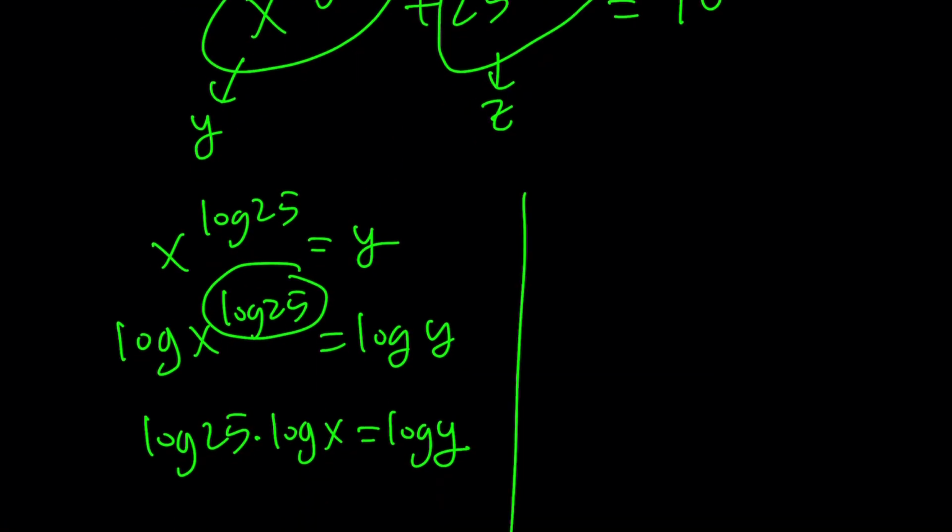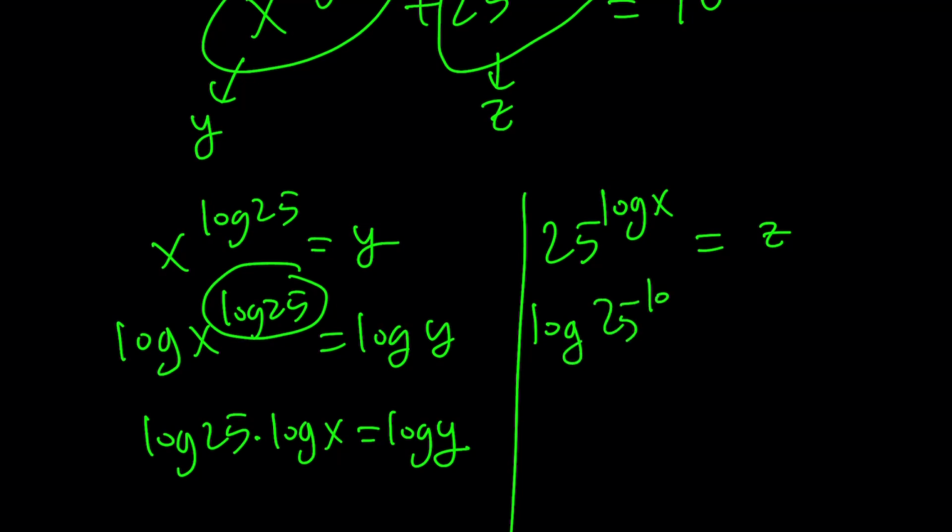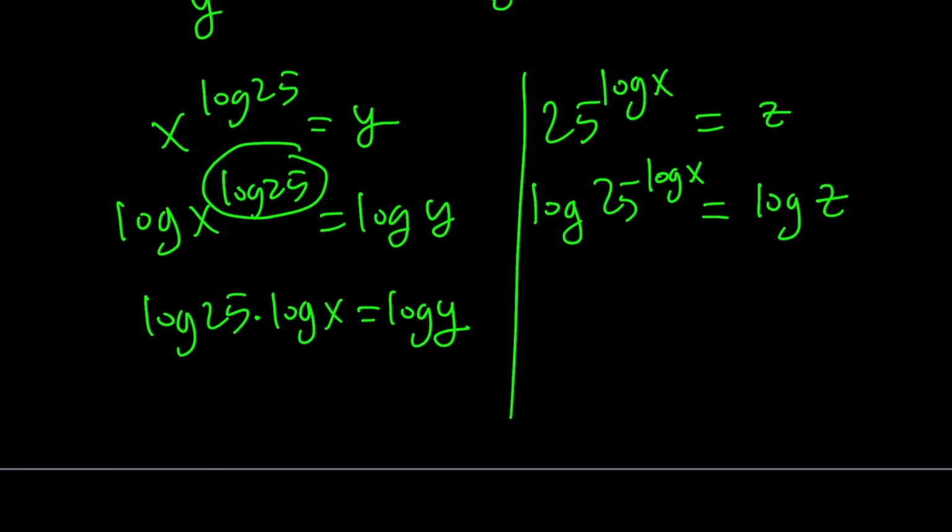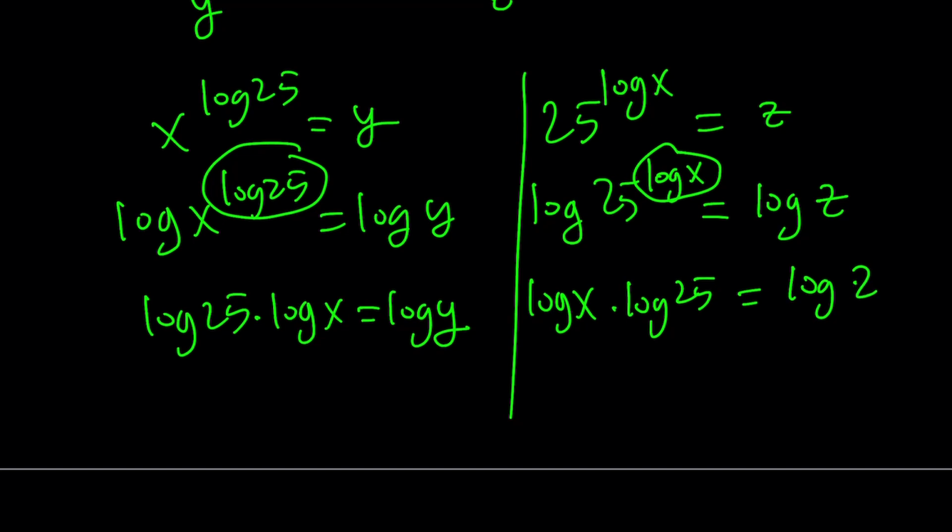Let's do the same thing for z. Now I have 25 to the power log x is equal to z. And again, logging both sides is a wonderful strategy for equations like this, for exponential and logarithmic. Similarly, if you move the log x, that becomes a coefficient or a multiplier or a factor, whatever you call that.